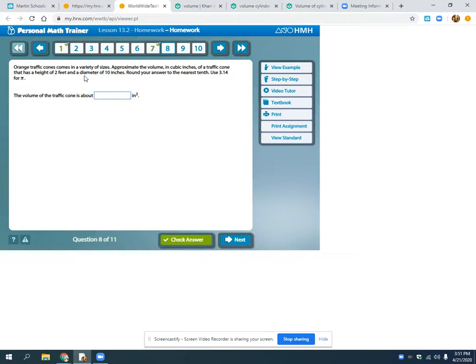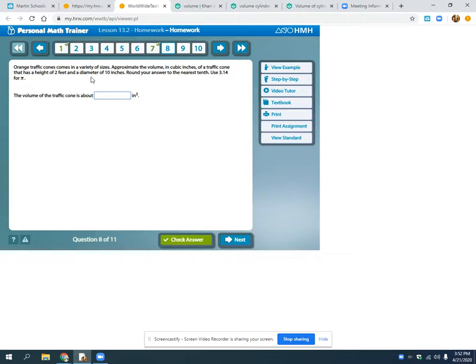There are 12 inches in a foot, okay? So the height of this thing is actually 24 inches. It won't let me type inches, but the height is 24 inches and the diameter is 10. Before moving forward with this problem, you have to convert feet to inches. Don't let it trick you. Multiply this number by 12 and you will get inches.